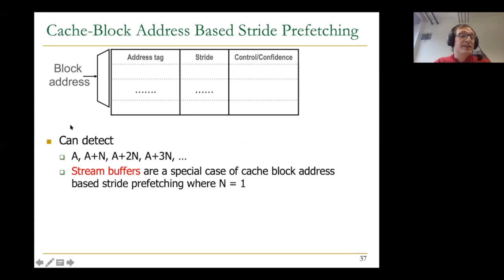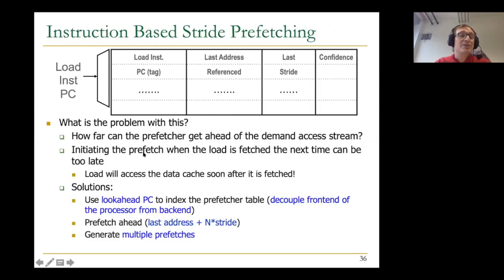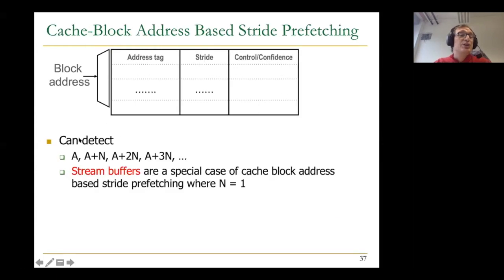But the main benefit of cache block based over program counter based is that you can detect potential strides that happen due to multiple program counters, whereas you cannot detect that with program counter based. When you look at individual program counters, you may not have a stride, but when you mix multiple program counters, they access memory in such a way that you can get streams, for example, or some sort of striding behavior.